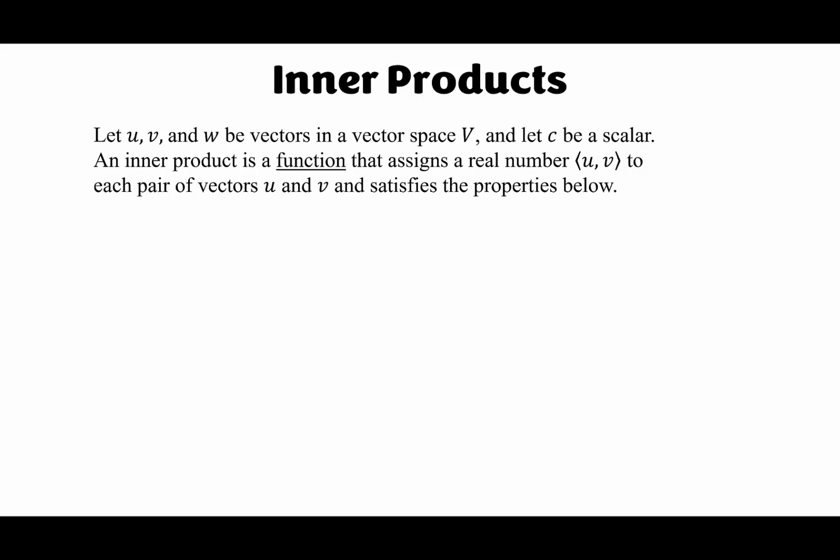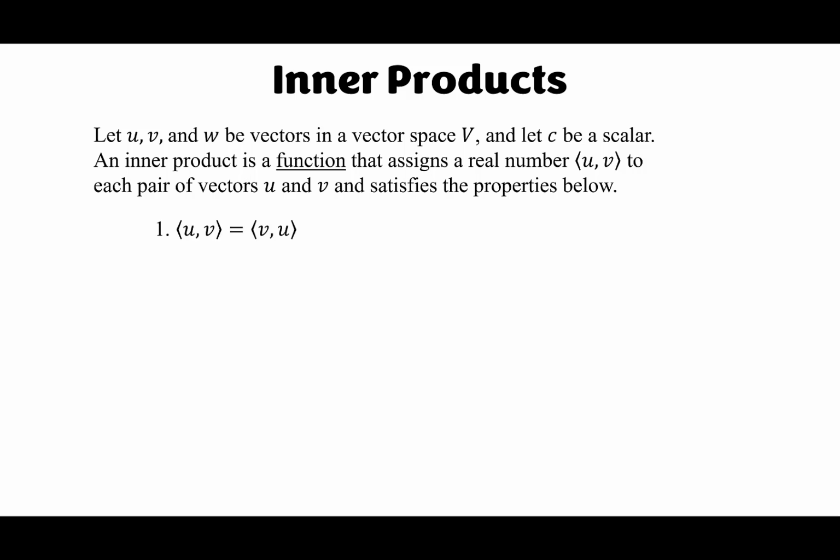An inner product is a function that assigns a real number. And this real number this time will be denoted with these angled brackets. And we call this the inner product between u and v. So before it was u dot v. Now the angle brackets means inner product of u and v. So we're assigning that number, it's just a number, to each pair of vectors u and v and satisfies the properties below. And we'll have the same four properties. We're just going to use our new notation, which denotes this generalized idea, which we call inner product.